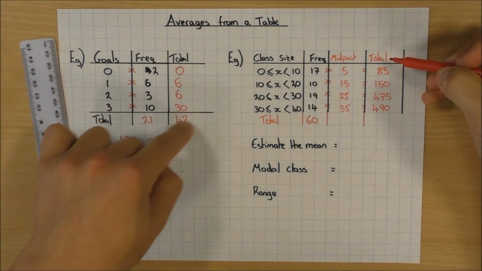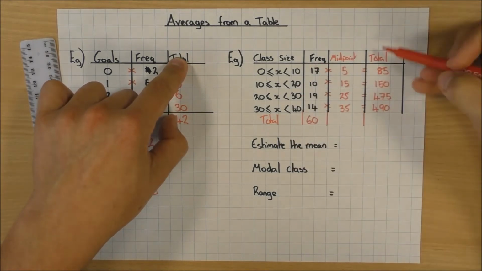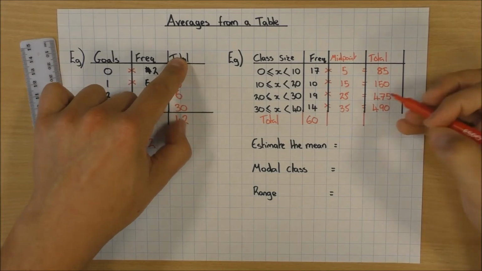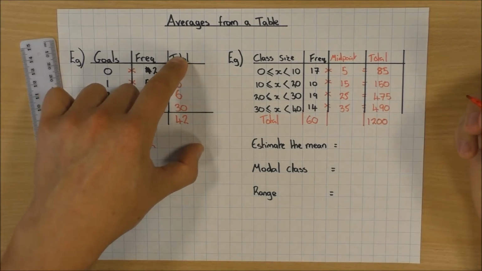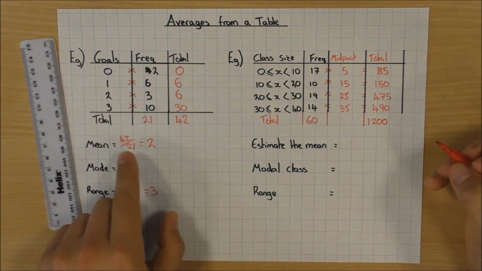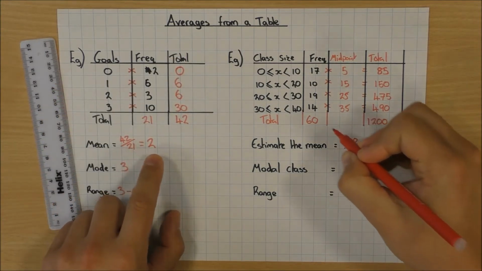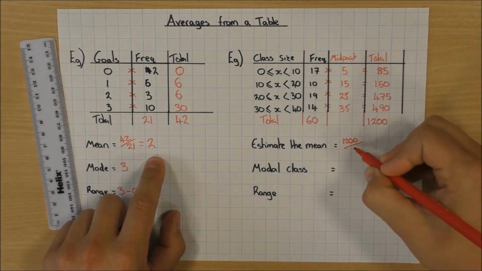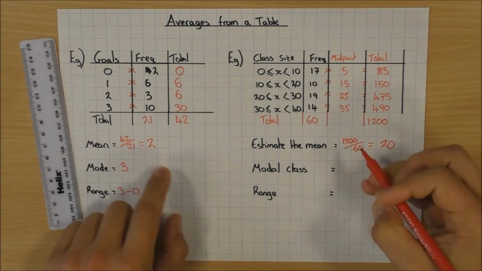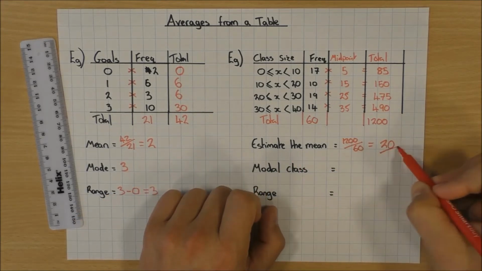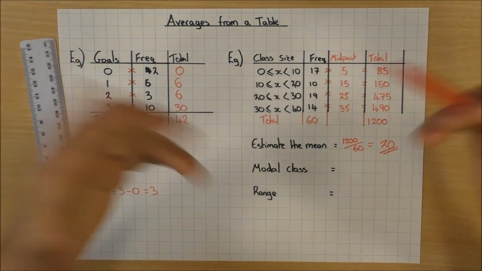And again, I want the overall total, exactly the same thing here. Don't use the midpoints, that's what some people do. No, I want the actual total. Add those all up, I get 1,200. Okay, then it's the same process over here. The overall total, 1,200 divided by how many there are. Well, there's 60, that's the total frequency, and therefore I get an estimate of the mean to be 20. Does that make sense? Well, 20 is roughly in the middle of the whole group, so yeah, that kind of does make sense.